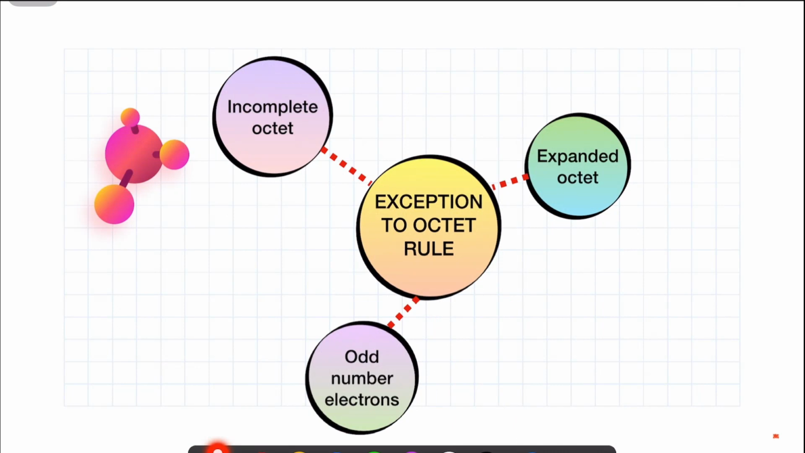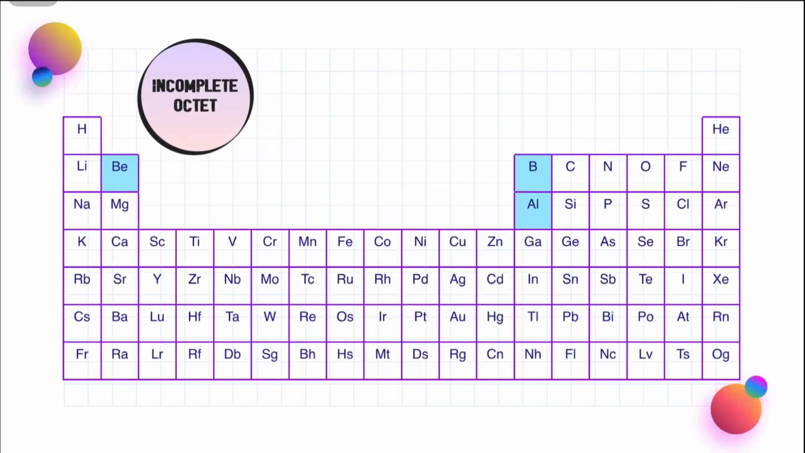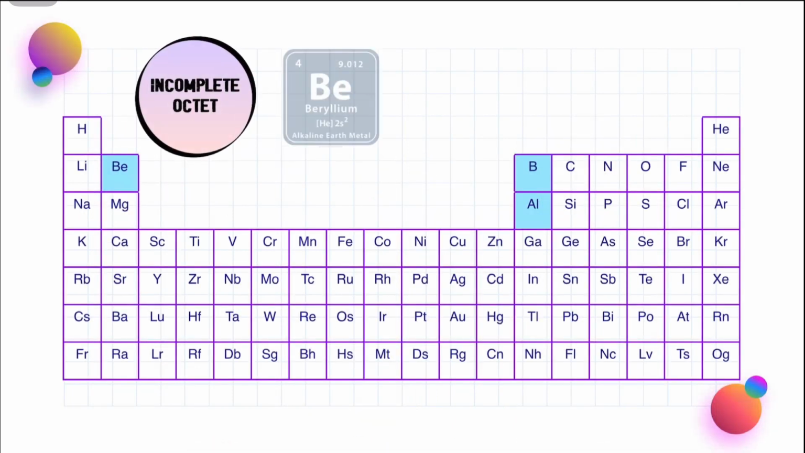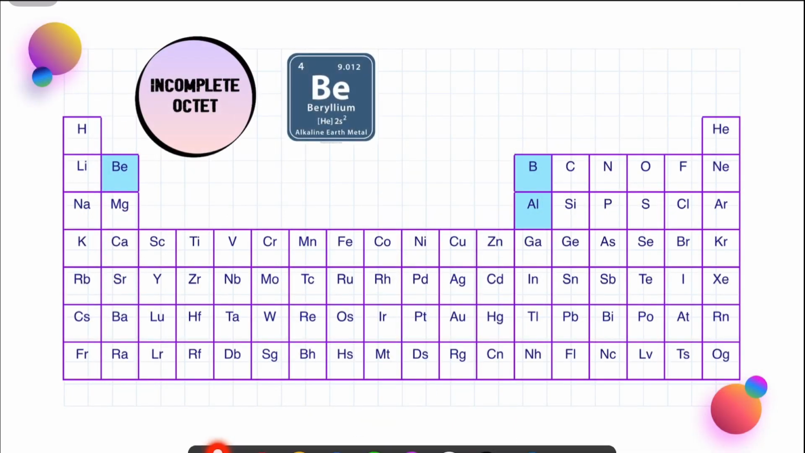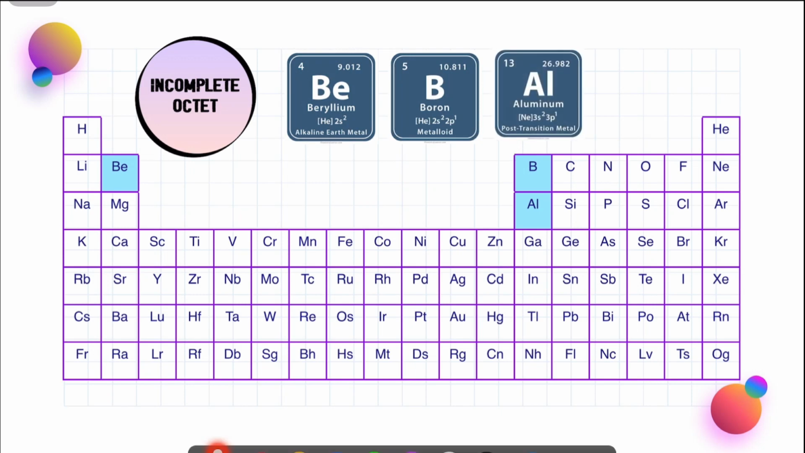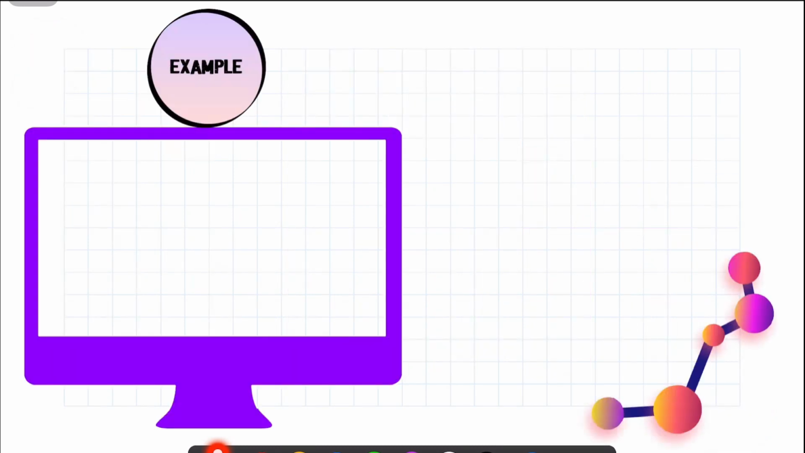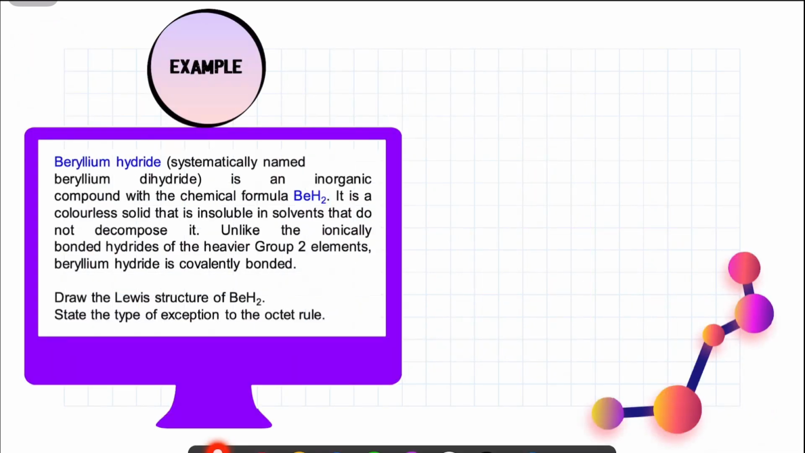Okay, let's see the exceptions to the octet rule. There are 3: incomplete octet, expanded octet, and odd number of electrons. For incomplete octet, there are only 3 elements in the periodic table, which are beryllium, boron, and aluminium. These 3 elements can form an incomplete octet. And let's see the example here.